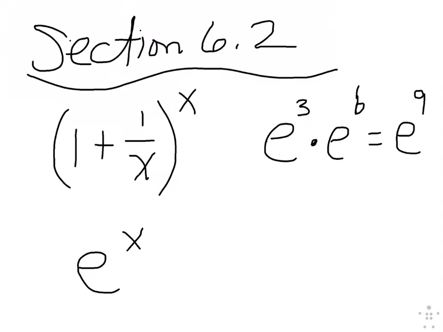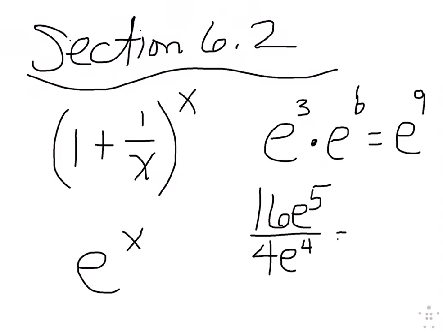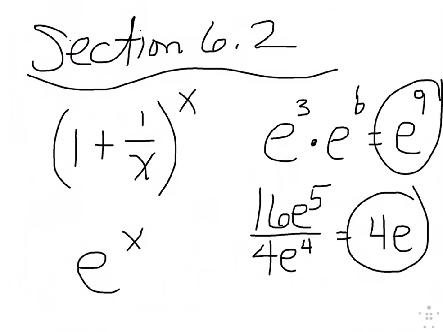If I have 16 e to the fifth over 4 e to the fourth, how do I simplify that? Okay, I divide the 16 and 4 to make what? 4. And then what about the e again? I didn't hear you all the way, Jordan. You subtract them. And 5 minus 4 is 1. What if it would have been more on the bottom? Would I keep the e in the bottom then? Yes. What do you think so far? Not too bad?